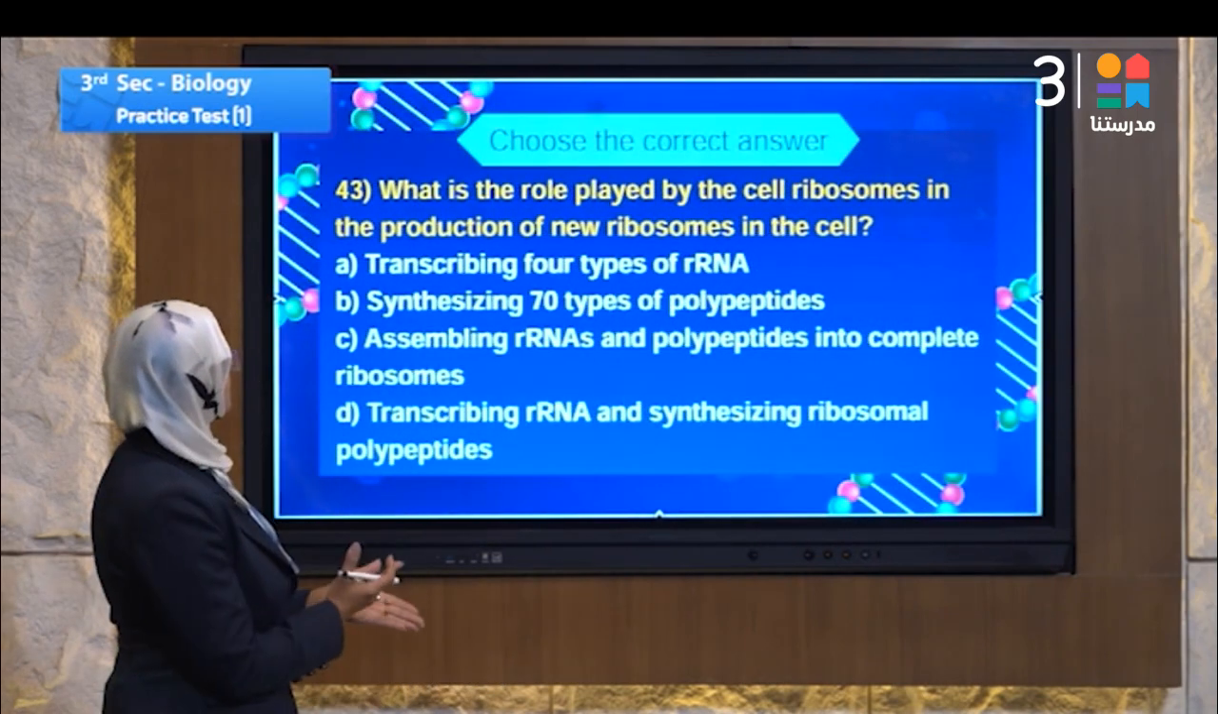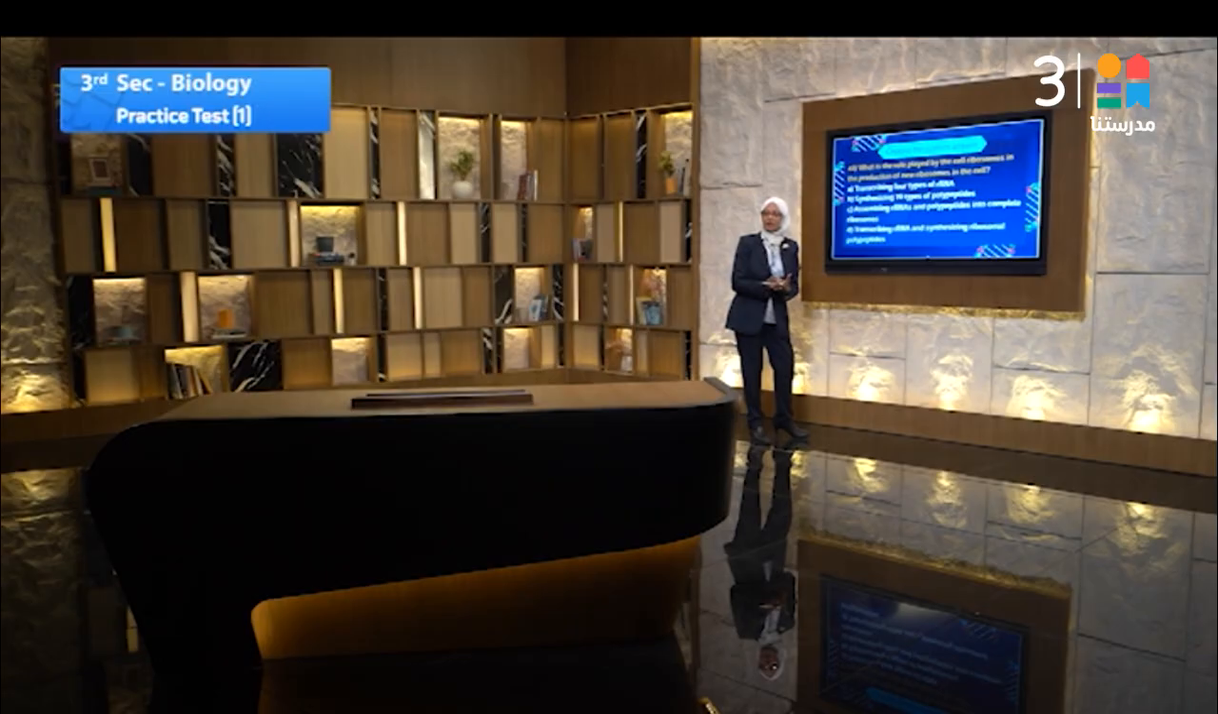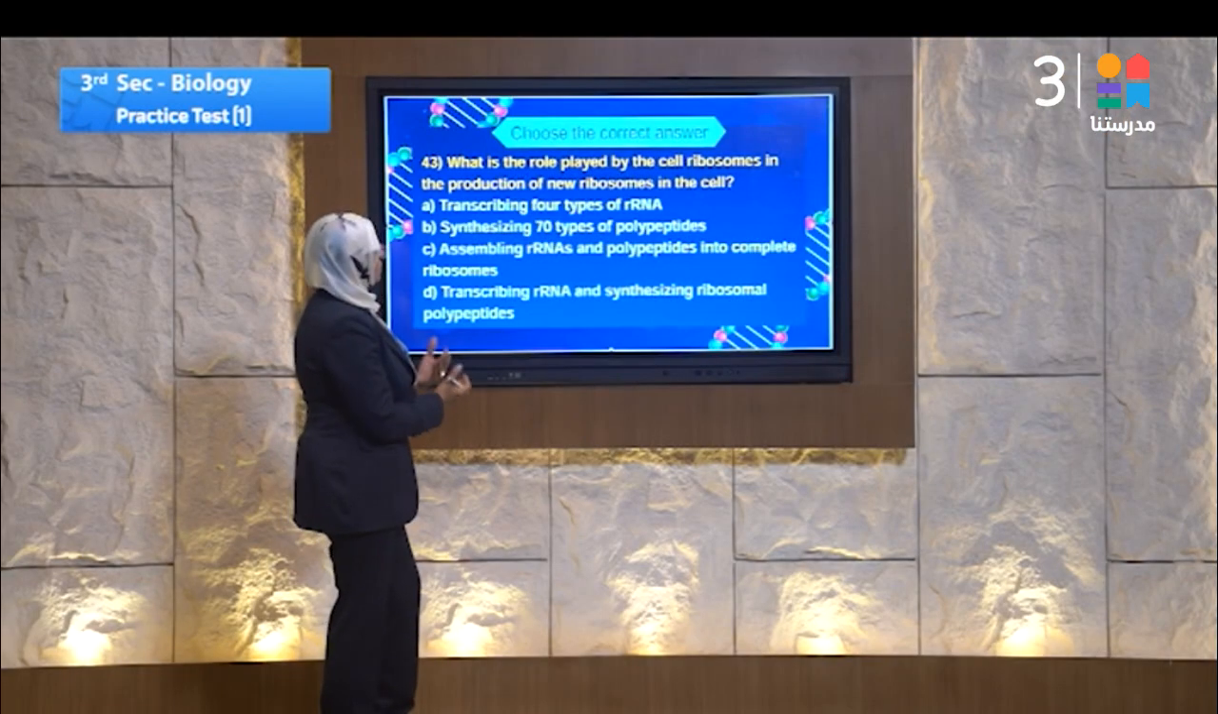Let's go to 43. What is the role played by the cell ribosomes in the production of new ribosomes in the cell? There are many steps for the cell to make new ribosomes. The ribosomes are needed for the cell to make many proteins. So many ribosomes are formed to make the protein. Let's go to the choices.